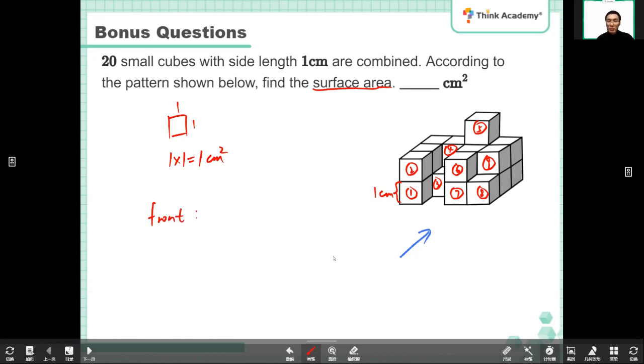And here comes the second key point. See if you agree with me. The front view and the back view of any shape will be the same, will be identical. It will be of equal values. So if we have 9 square centimeters for the front view, this will also be the value for the area of the back view.